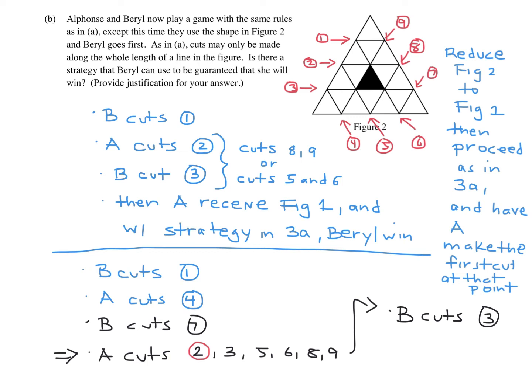And then, as before, it's Alphonse's turn, A's turn, and he receives basically figure 1, a shape that looks exactly like figure 1, and then you just continue with the strategy described in 3A, and then Beryl will win.